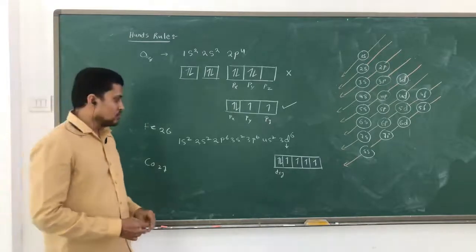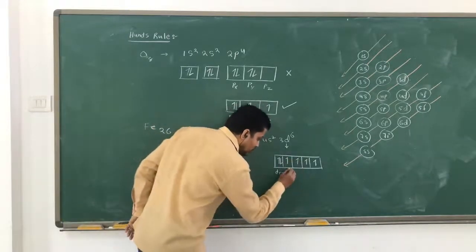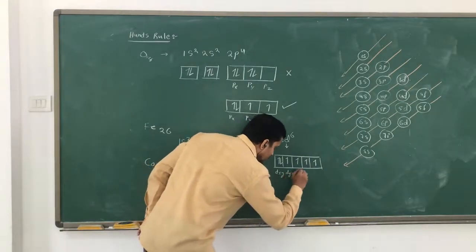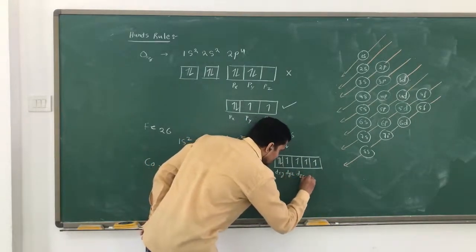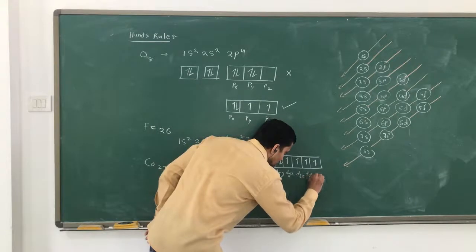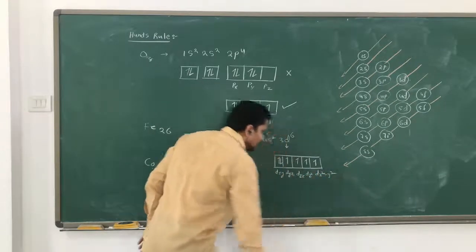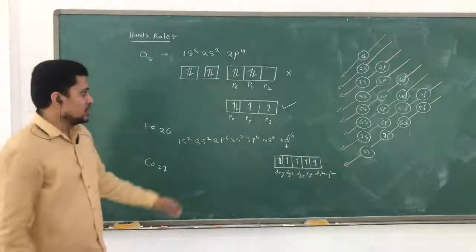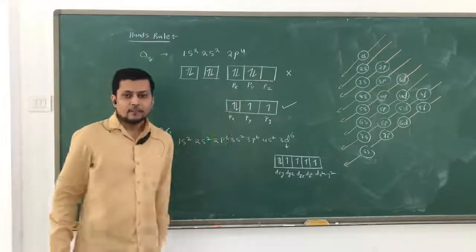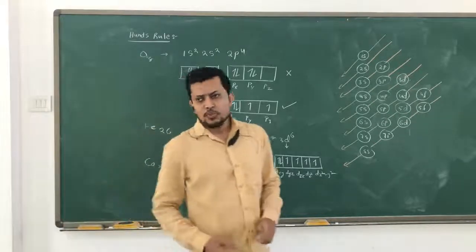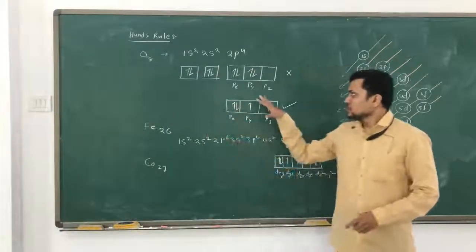Names of those orbitals: if you want the orbital names, dxy, dyz, dzx, dz square, dx square minus y square. So these are the names of the orbitals, like we have px, py and pz, right? Okay. So now here I am just stopping. So hope you understand this Hund's rule.